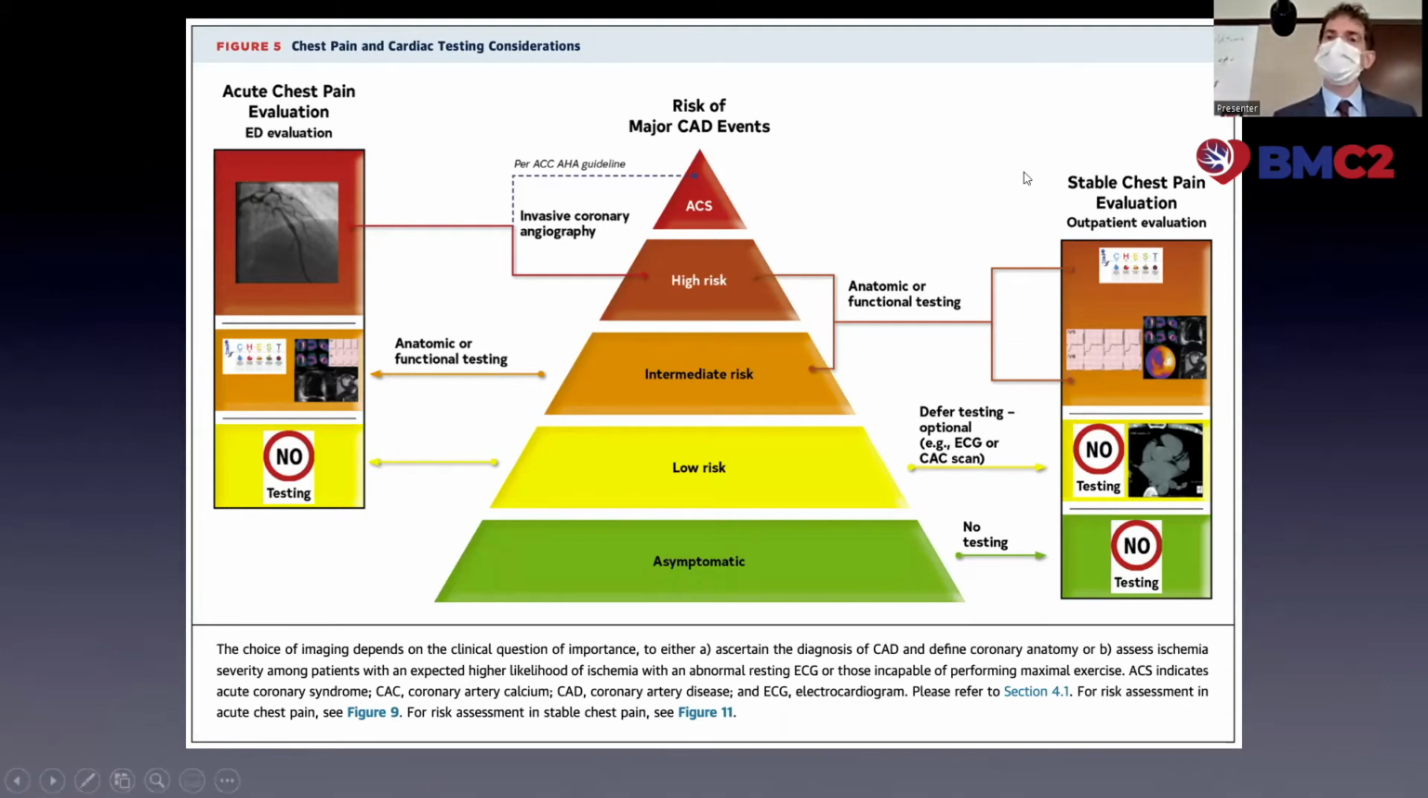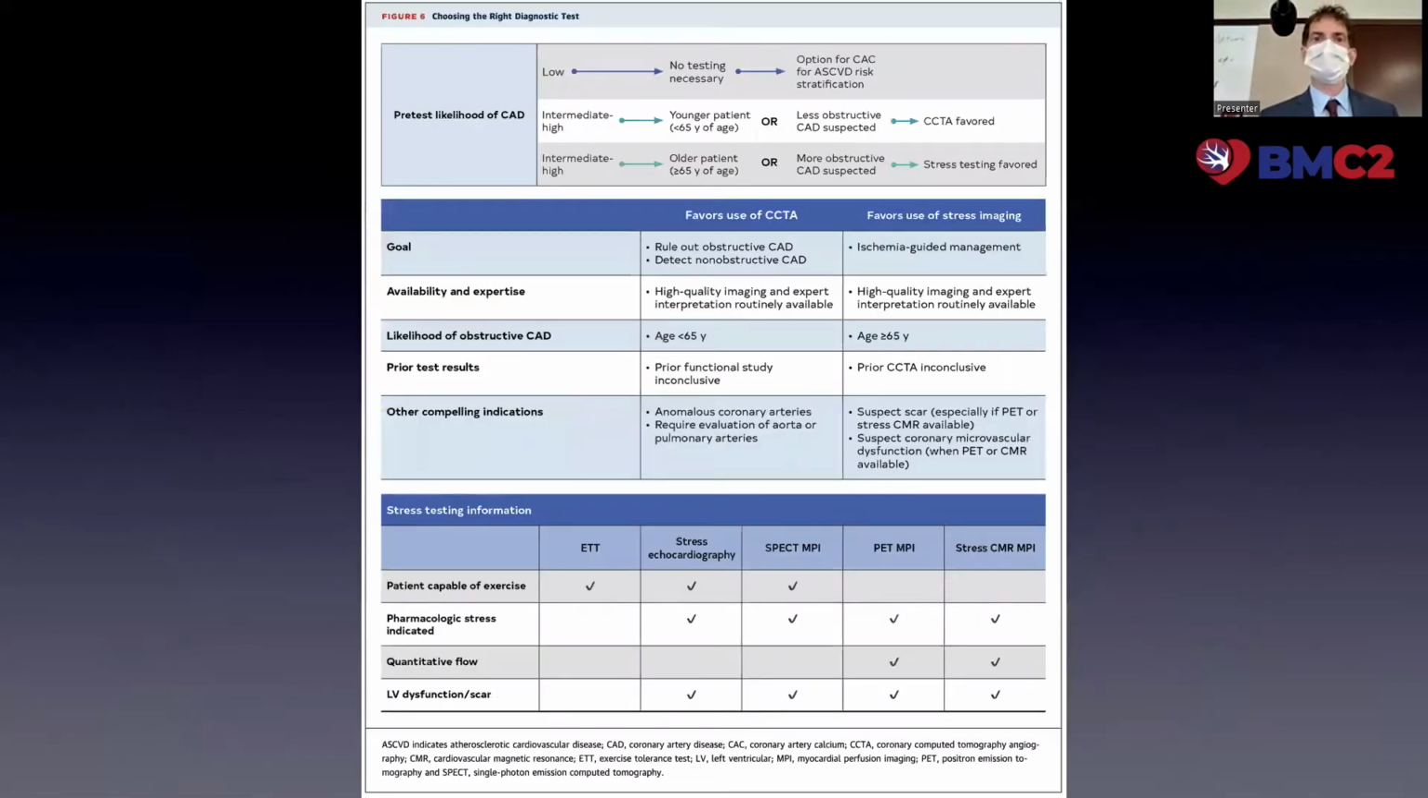In the outpatient scenario, people with stable chest pain, it's a little different. High risk or intermediate patients can be appropriate for functional testing or coronary CT, so stress testing or coronary CT. And then for everybody, if you're low risk or asymptomatic, we generally don't test outside of certain circumstances. This is a bit of a controversial figure that was in this consensus document. What they're suggesting is, when should we use coronary CT? When should we think of a stress test in patients with chest pain?